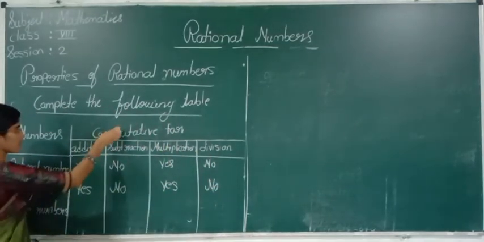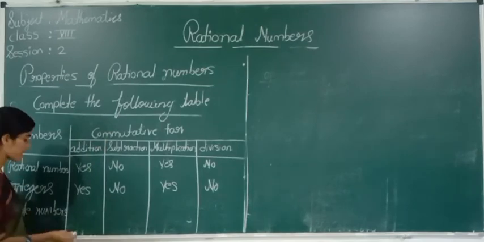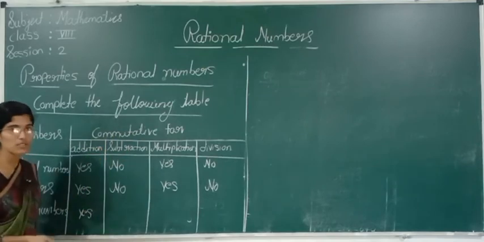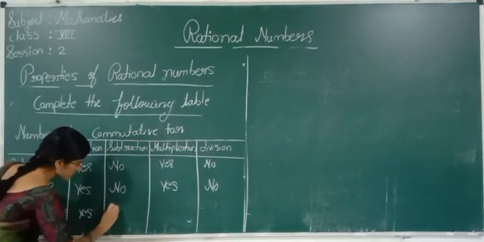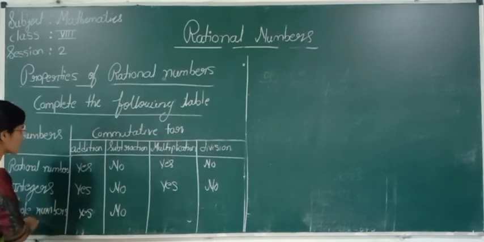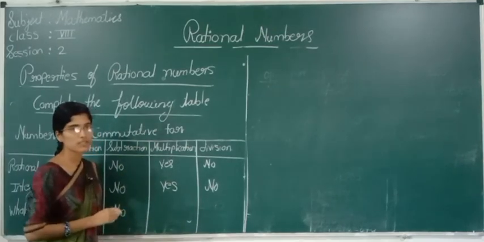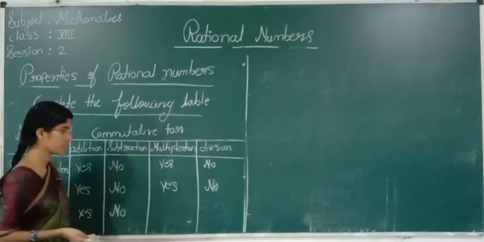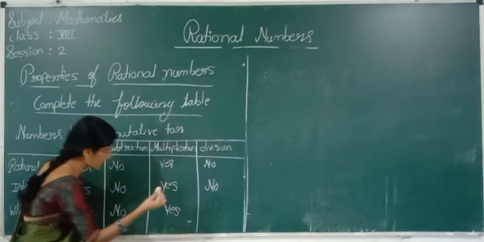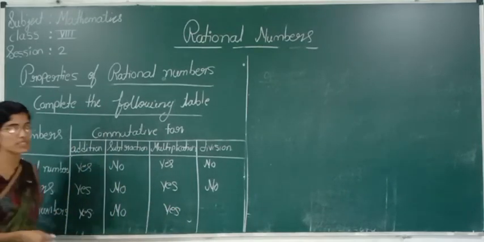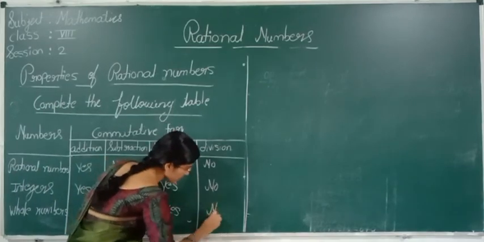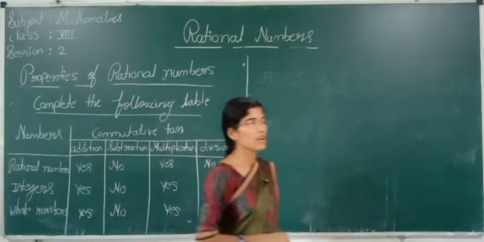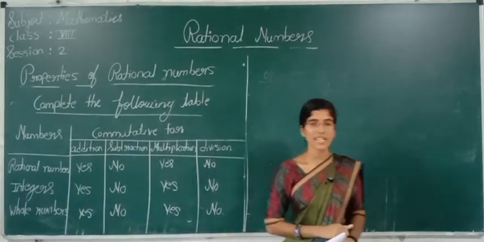Are whole numbers commutative for addition? Yes, the answer is yes. Are whole numbers commutative for subtraction? No. Are whole numbers commutative for multiplication? If a and b are two whole numbers, is a into b equal to b into a? Yes, the answer is yes. Are whole numbers commutative for division? No.